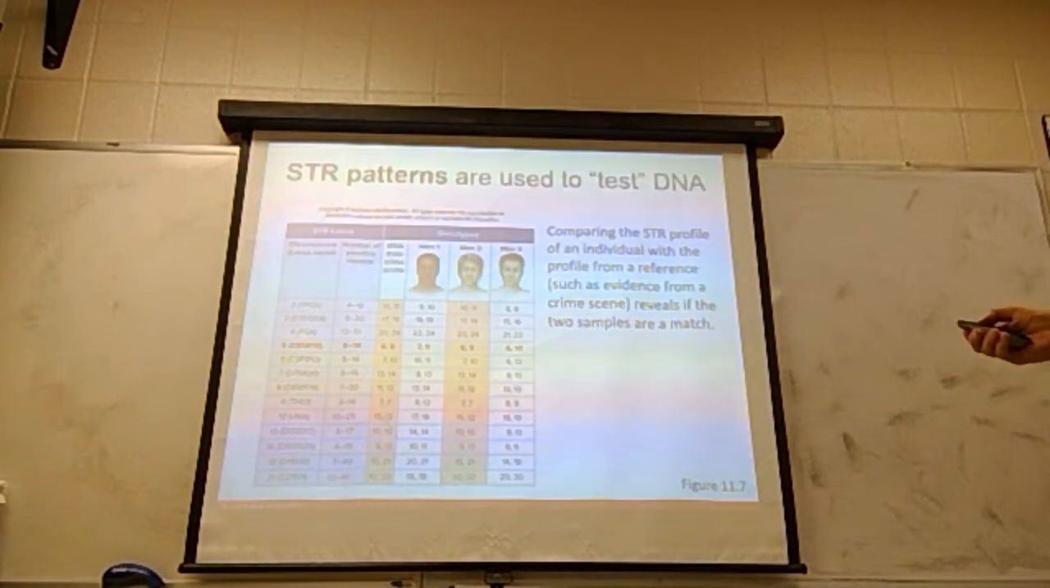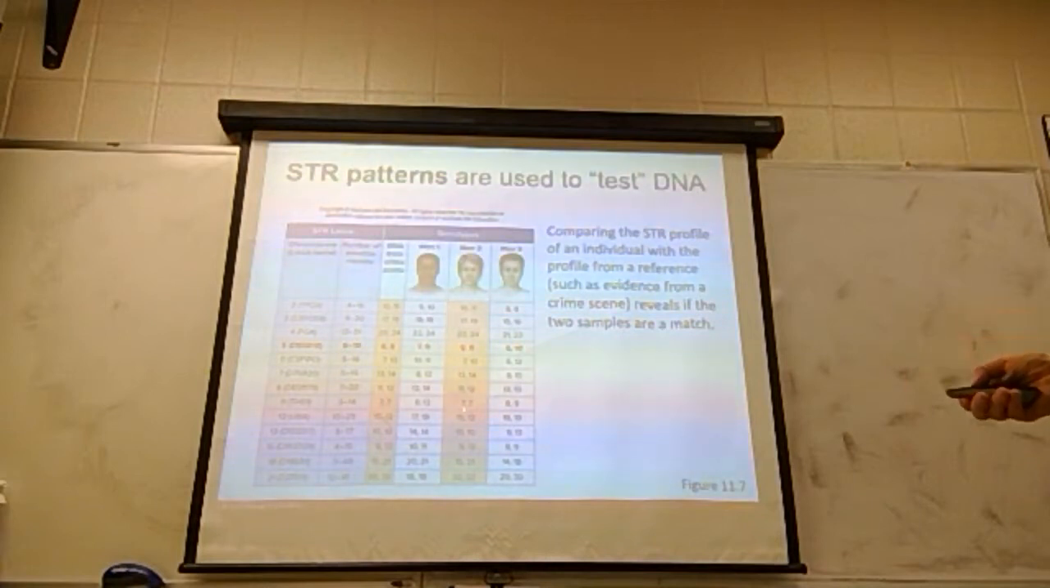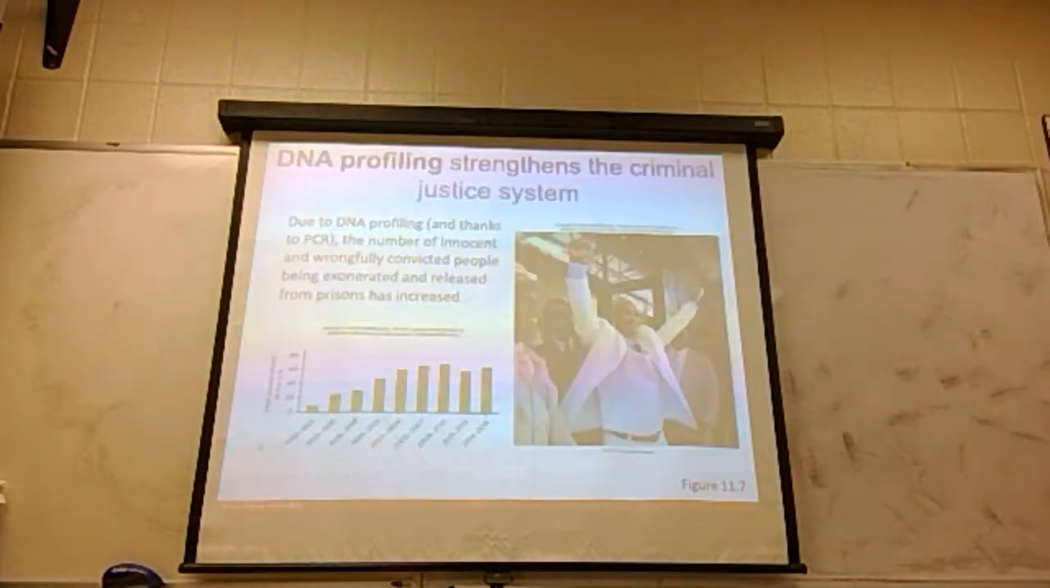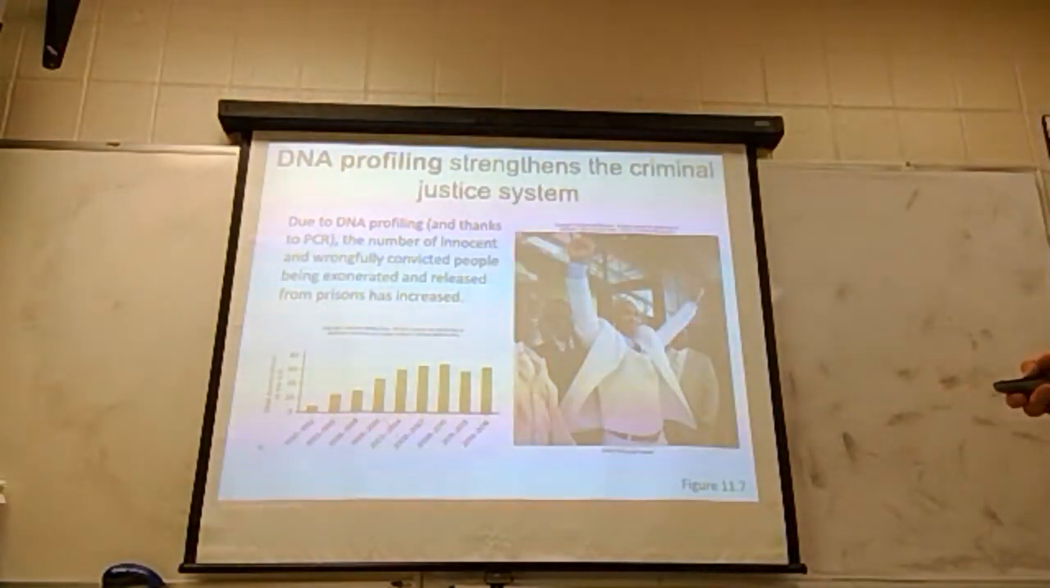They compare the STR profile, again, short tandem repeats, of an individual with a profile from the reference, and it reveals that the 2 samples are a match. Again, the number of possible repeats is 6 to 18, 6 and 8, 7 and 9, 6 and 10, 6 and 8. Dude number 2, enjoy prison. Again, this is how this gentleman was exonerated and released from prison. Due to DNA profiling, the number of innocent and wrongly convicted people being exonerated and released from prison has been greatly increased.